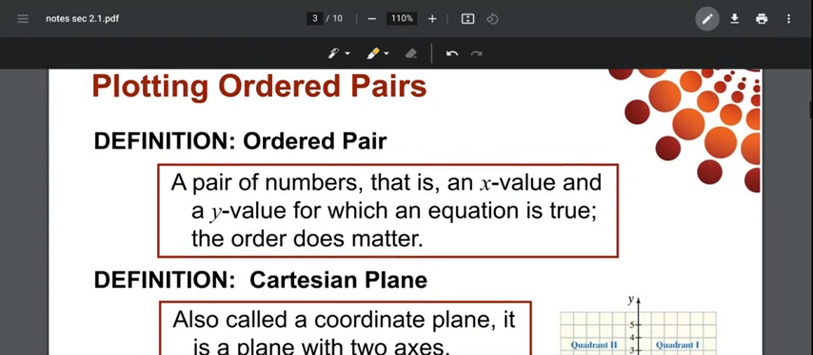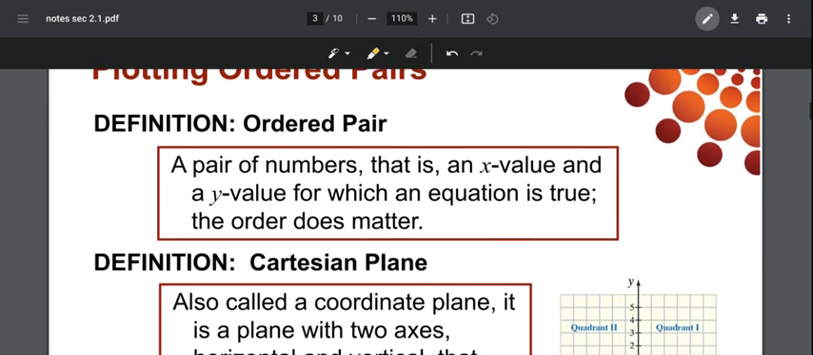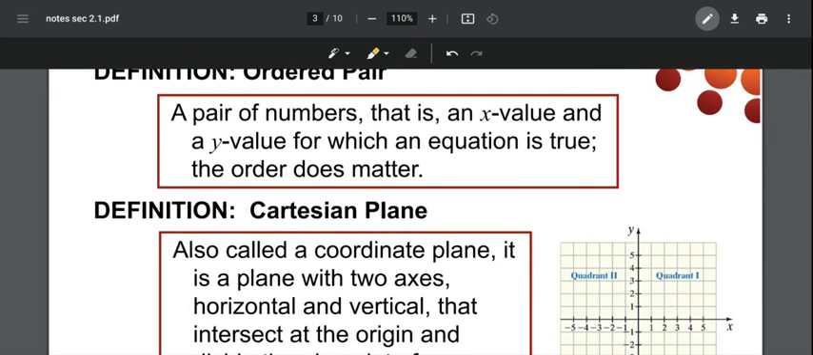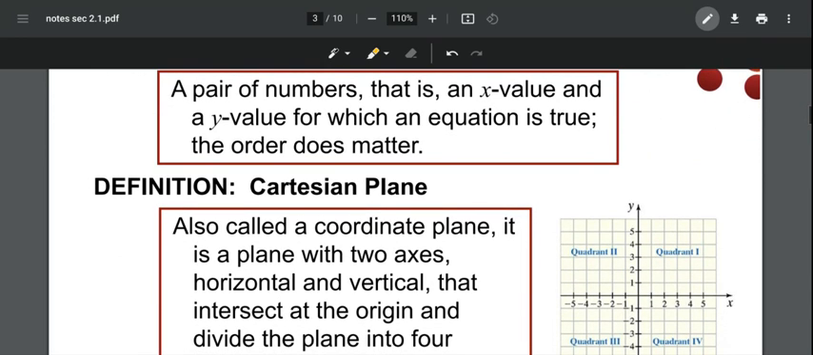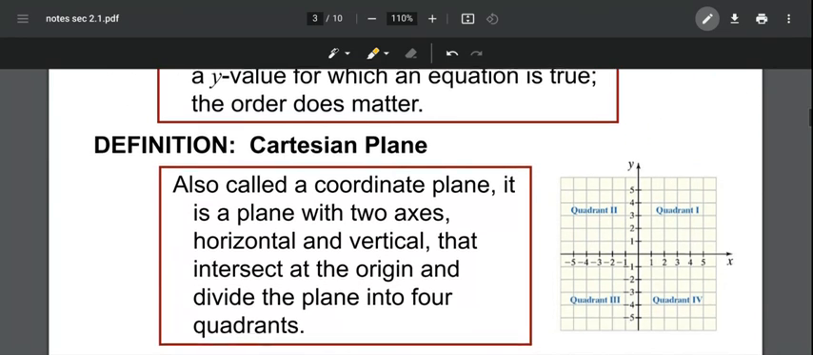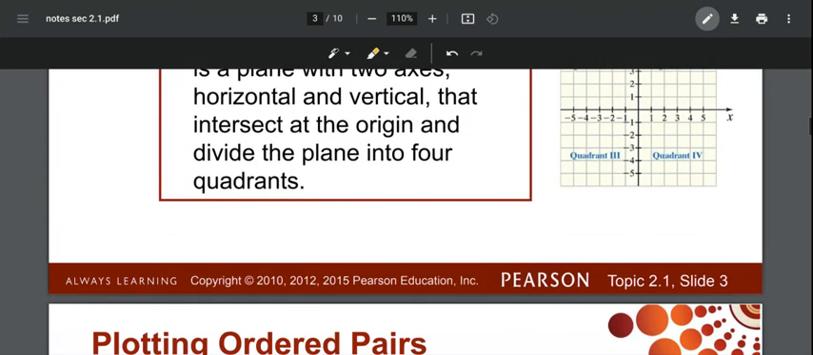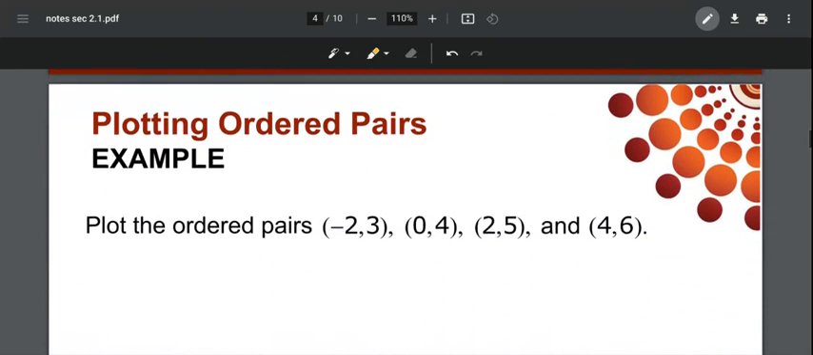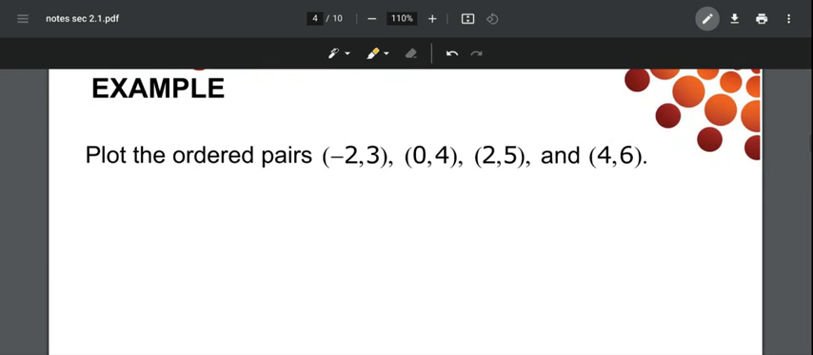Okay. So first, you see the definition of ordered pair. That's just a point on the coordinate plane. Each point has an x value and a y value. X is the first one, y is the second. So x values are on the horizontal line, the x-axis, and y values are on the vertical line, the y-axis. Okay. So I will skip the definition. We'll just move straight to the problems.